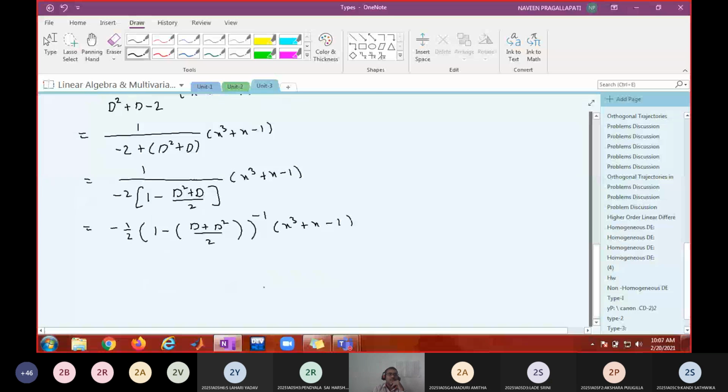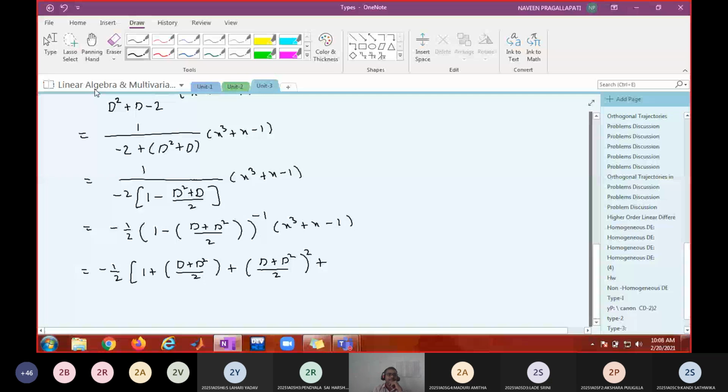Is it okay? Now this whole term you see it as t, 1 minus t whole power minus 1. What is 1 minus t whole power minus 1? 1 plus t plus t square plus and so on. So this is going to be minus 1 by 2, 1 plus t. What is t? d plus d square by 2, plus t square, so d plus d square by 2 whole square. Like that up to, you want me to write one more term or sufficient? Sufficient.